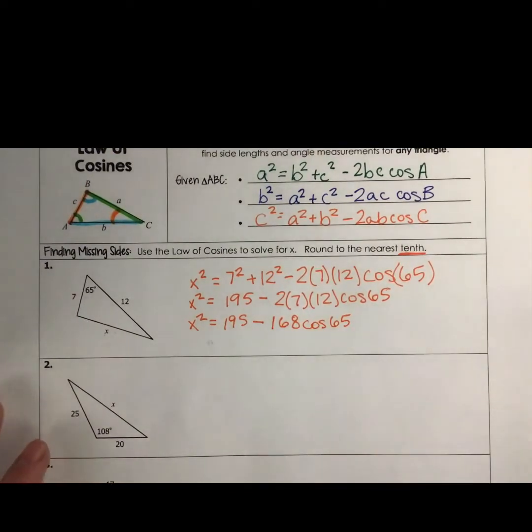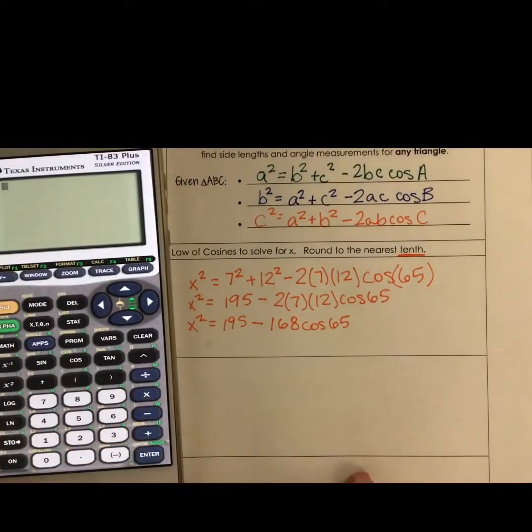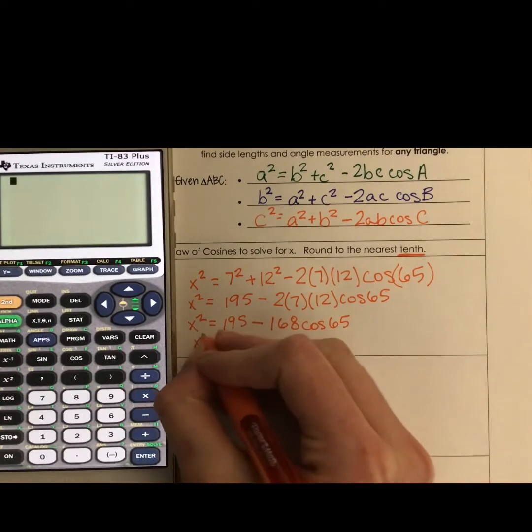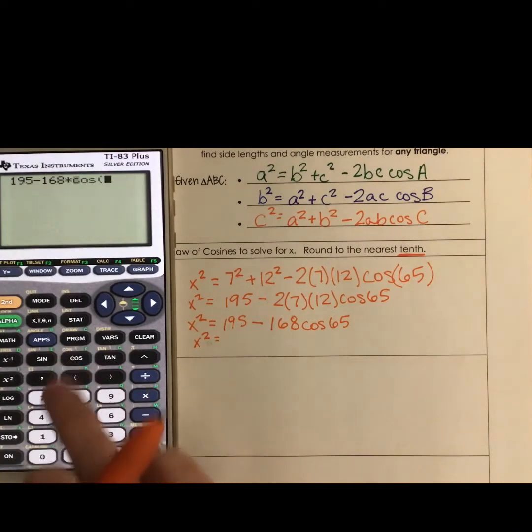Now, thanks to our handy calculators, we can actually plug in this right-hand side. So I would have x squared equals a number. And so I'm just going to type it in just as it appears: 193 minus 168 times cosine of 65.